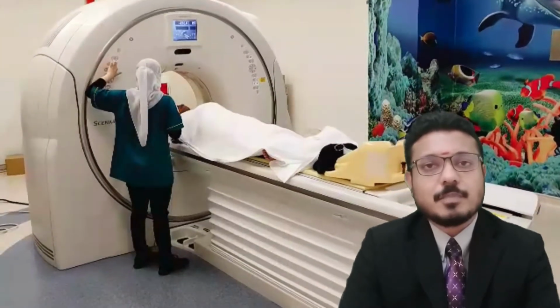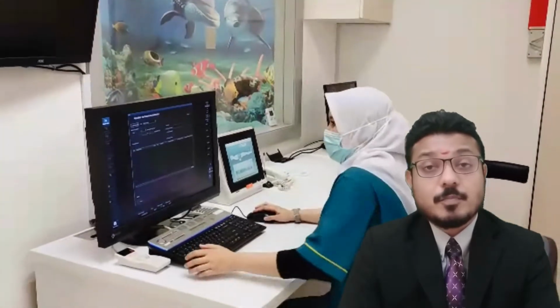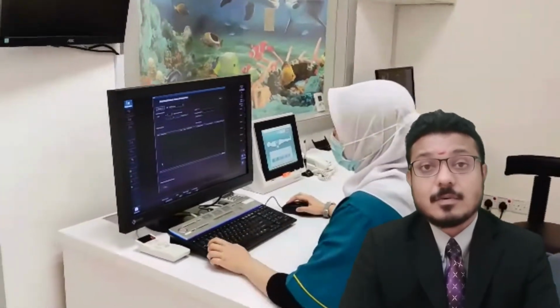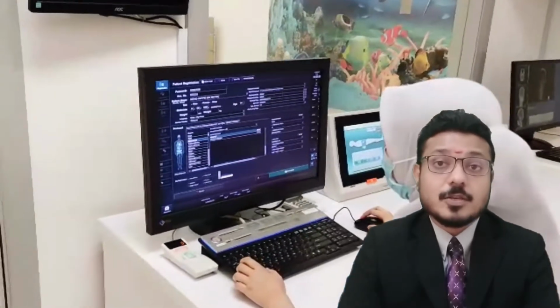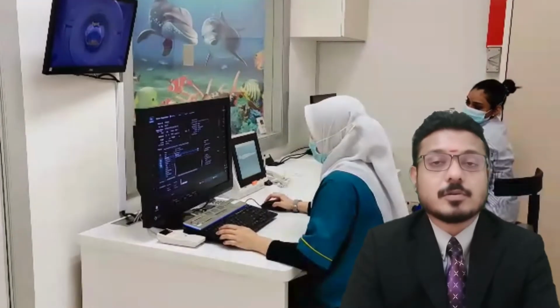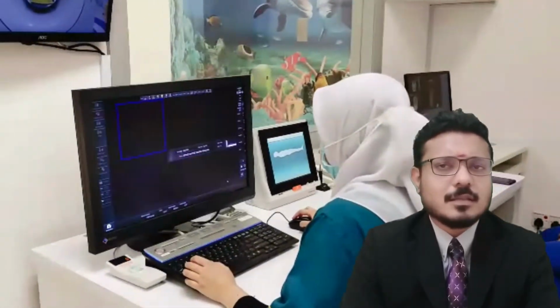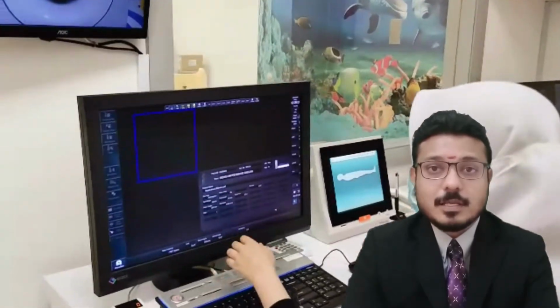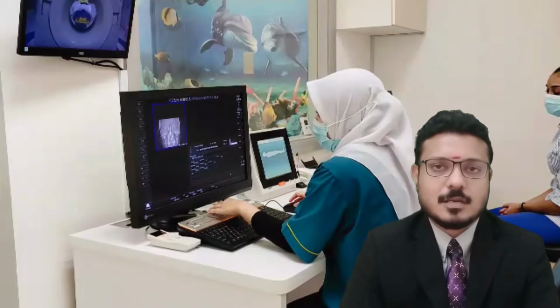I'm going to share a brief explanation about CT scan. A computerized tomography scan, also known as CT or CAT scan, uses computers and rotating X-ray machines to create cross-sectional images of the body. These images provide more detailed information than plain X-ray images.